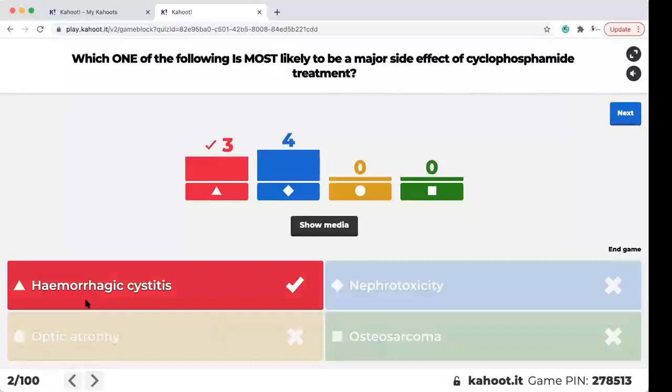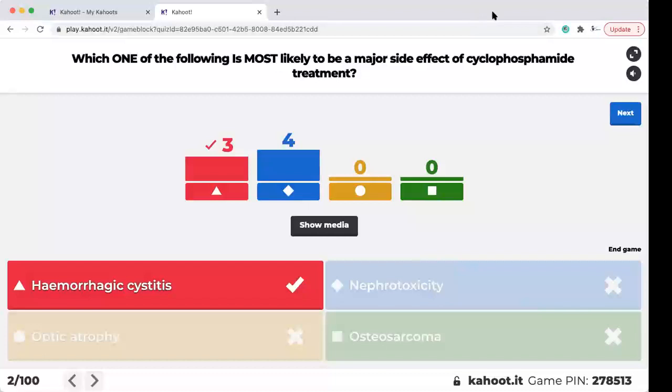And what is the common indication for cyclophosphamide in our ophthalmic practice? Can anyone tell me? What is the famous disease that is usually treated by cyclophosphamide? Any answer? Just unmute yourself or speak, or write in the chat box. No answer? No, it is Wegener granulomatosis.